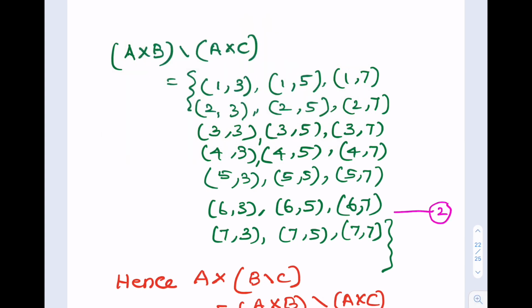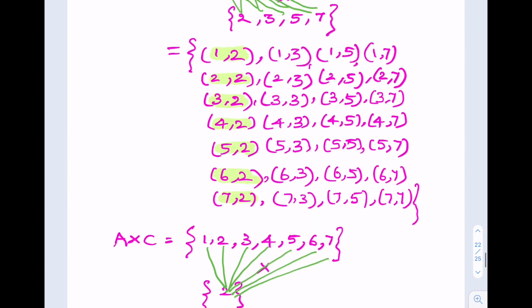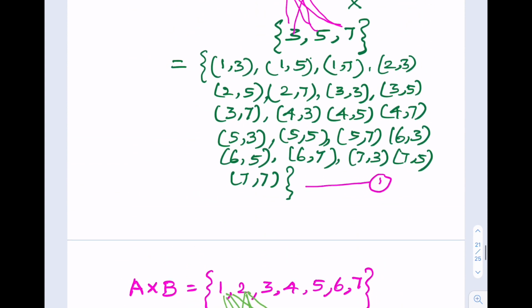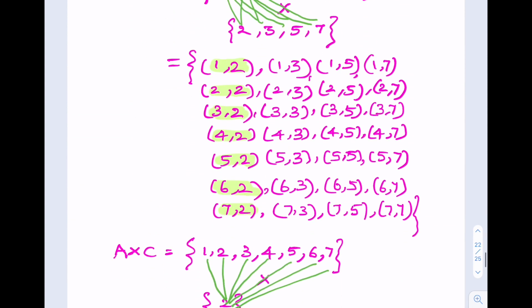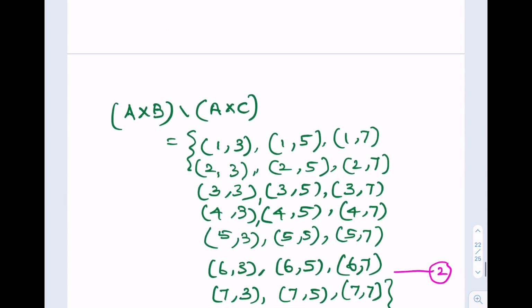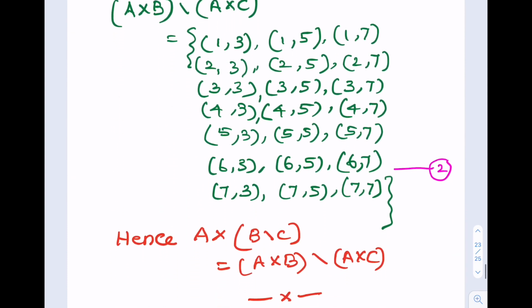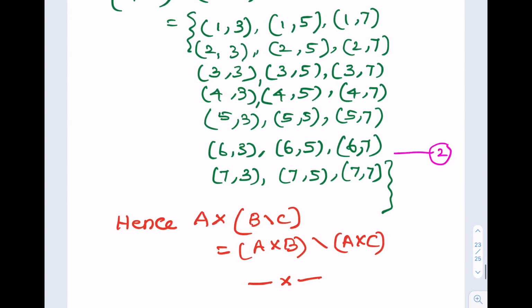Now let us go and find out our equation 1. So the right hand side of equation 1 is the same as the right hand side of equation 2. Hence, A × (B − C) is equal to (A × B) − (A × C). Hence, verified.